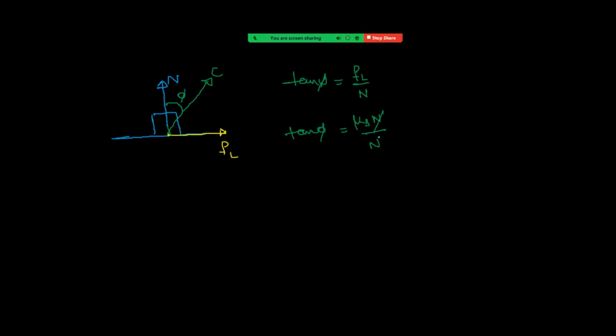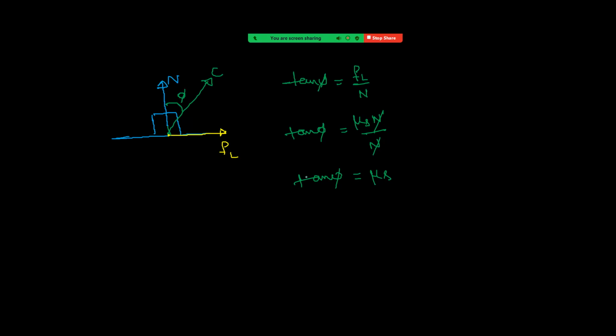Upon normal reaction, right? So N gets cancelled. So tan of the angle of friction is equal to the coefficient of static friction. So from this diagram, we can say that tan phi equals limiting friction by normal reaction. Now limiting friction is mu s into normal reaction, normal reaction gets cancelled, so tan phi equals mu s.